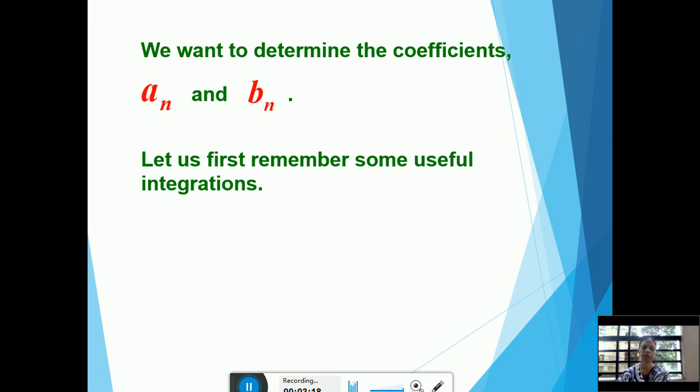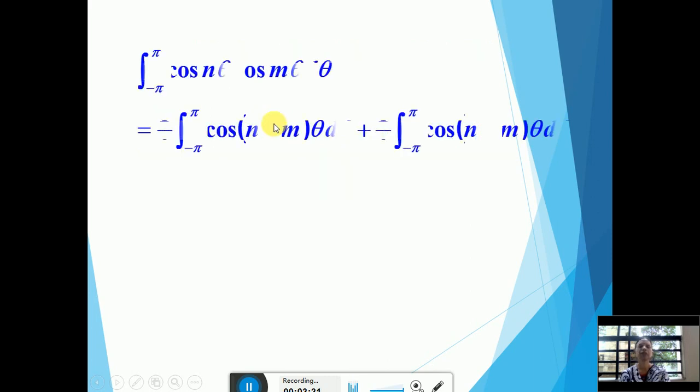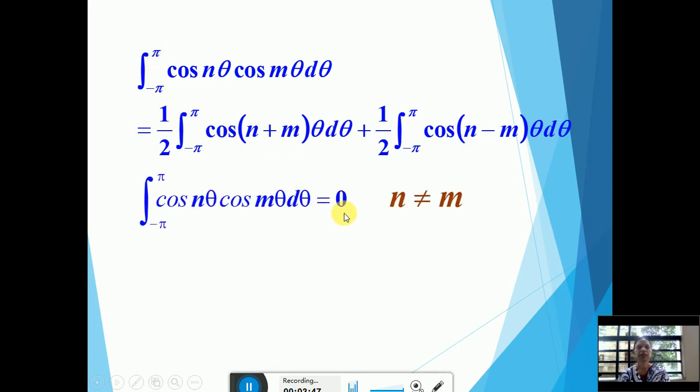Now how do you determine the coefficients? When you can express any given function as a series of cosines and sines with the coefficients a n and b n, there should be a way to determine these coefficients. To determine this, we need to make use of some trigonometric integrals, that is, the integral from minus pi to pi of cos n theta cos m theta d theta. Cos a cos b can be written as cos of a plus b plus cos of a minus b, divided by 2. And again integrate between the limits.